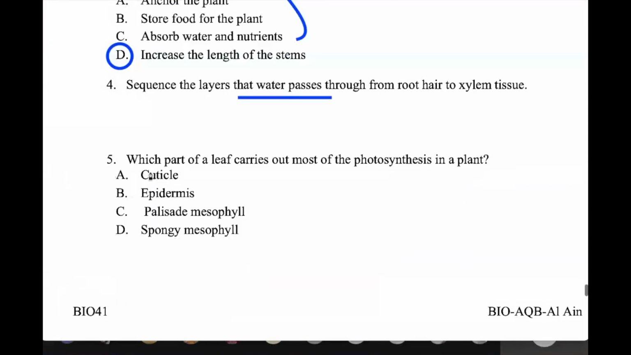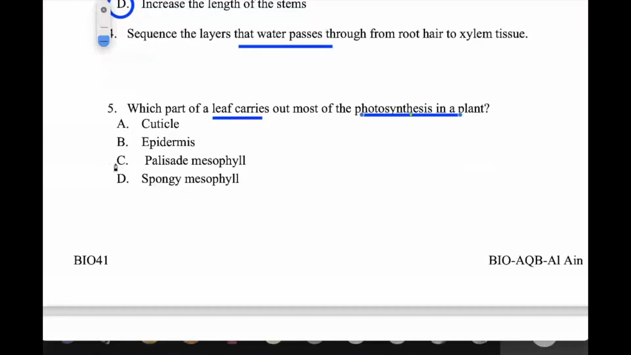Okay, which part of the leaf carries out the most photosynthesis? Palisade mesophyll. Now look, I can change the same question four times again. Which part of the leaf protects it? Cuticle. Very good. Which of the following is the outermost layer of the leaf? Epidermis.